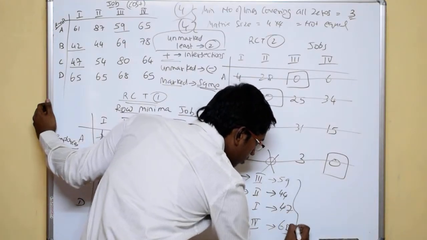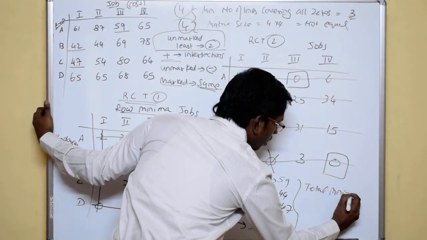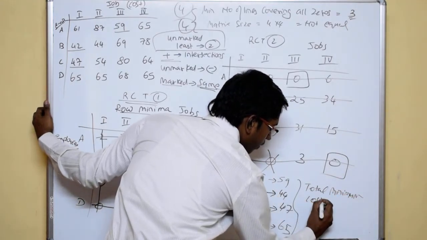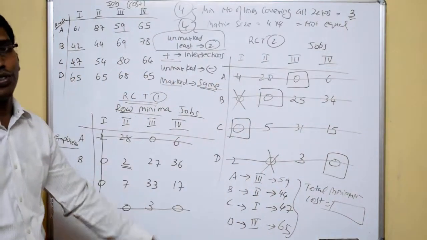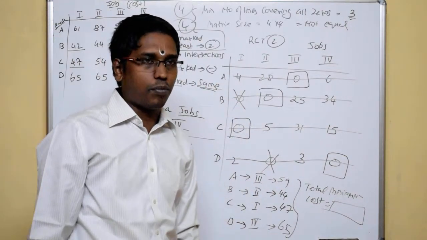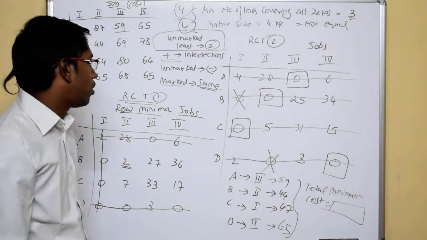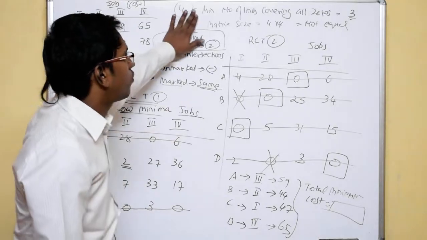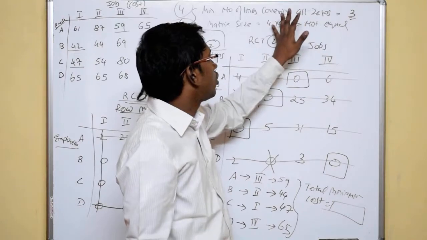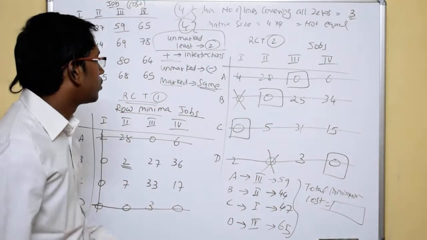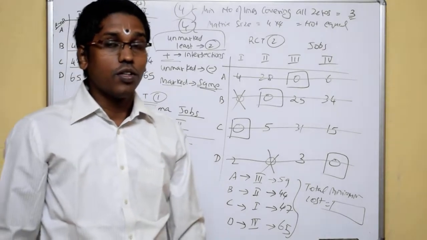You add up these numbers so that you get the total, or I can even say the total minimum cost. So that makes the optimal solution for this particular problem, wherein in the first step we could not find an optimal solution because the minimum number of lines covering all zeros, 3, was not equal to the matrix size. So this is how we tackle a problem whenever you find that an optimal solution is not possible.